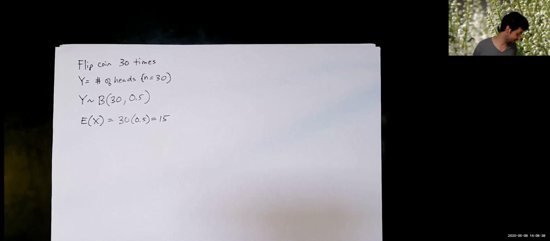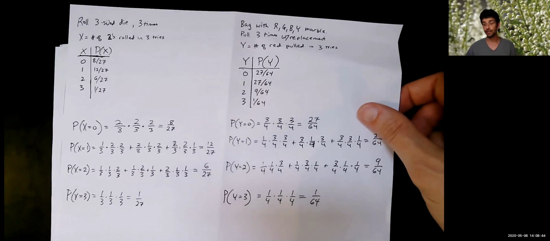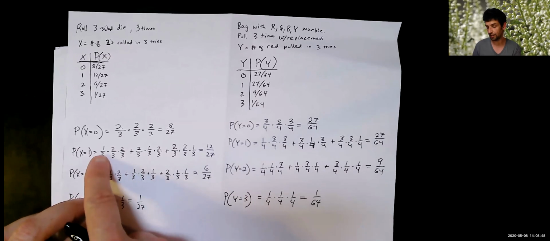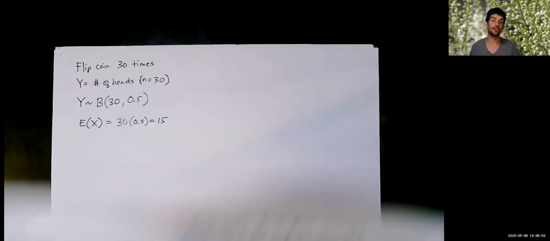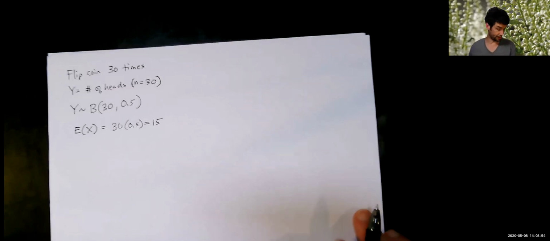It would look very similar to this thing we did here, except the length would be massive, right? Each of these would have 30 computations in them, and it would get quite big. So we don't want to do that.